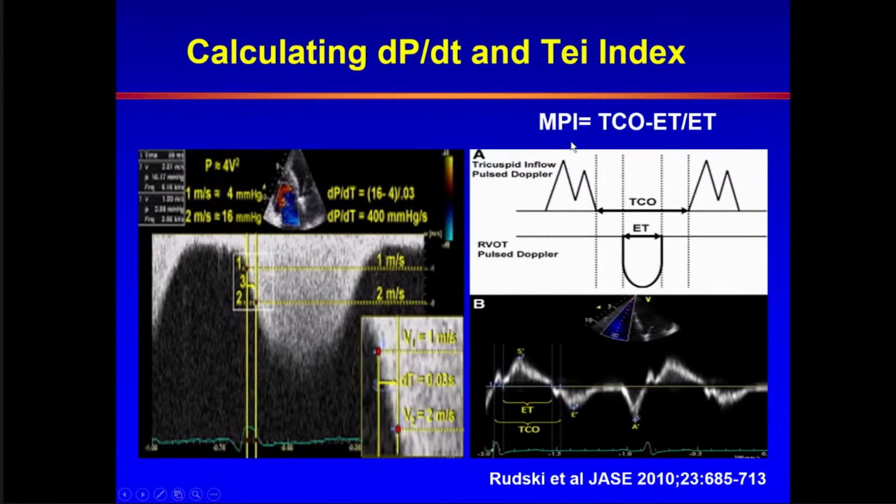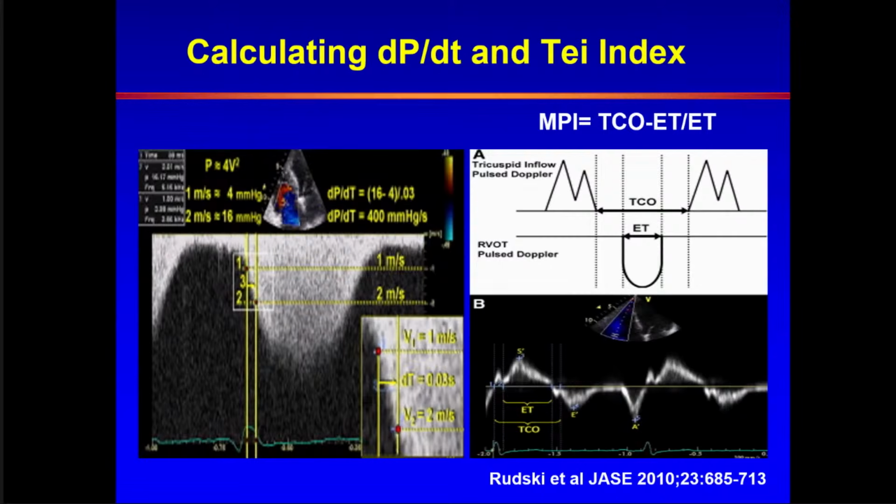How about another index? Another index is the Tei index, or myocardial performance index. And the idea here is that the less time the ventricle wastes outside of ejection, the better its performance. So the longer the time of the cardiac cycle spent during ejection, the better the performance. To figure out that index, you need to add the isovolumic contraction time and the isovolumic relaxation time and divide by the ejection time.